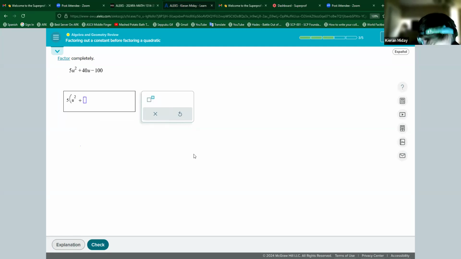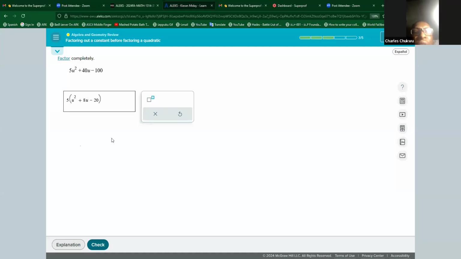Plus 40u minus 100. So now you've already taken out the 5, right? Yes. Do you want to do a check? 40 divided by 5 would give us 8. Excellent. And minus 100 divided by 5 would give us minus 20. Yes. And we could simplify it further if we wanted.